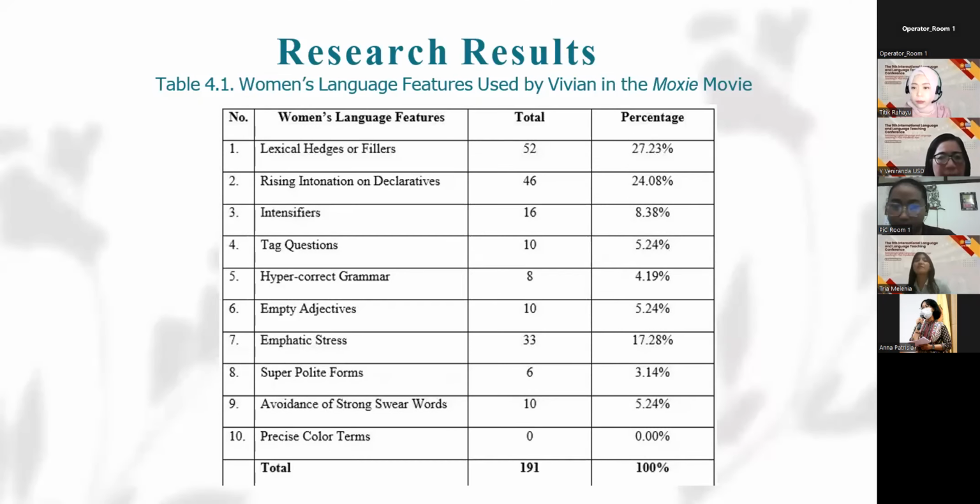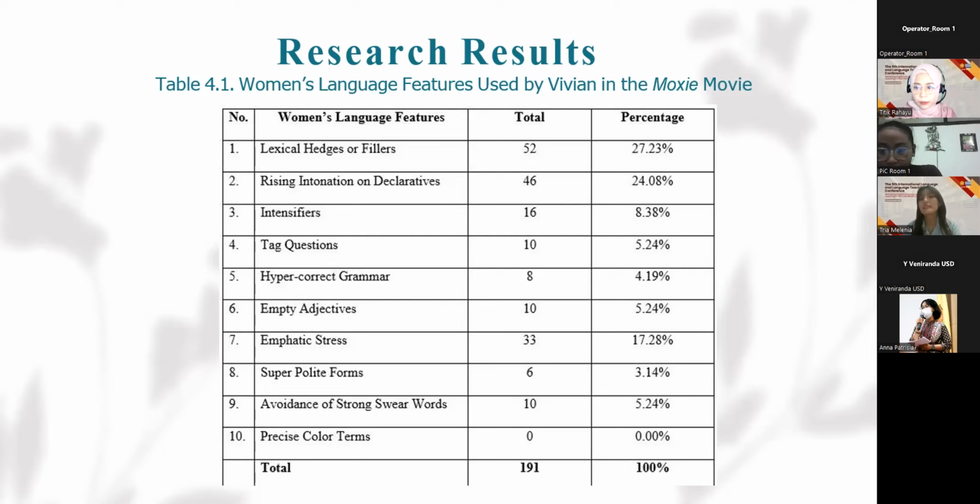Okay, so after I investigated the movie, I found that there are 191 data or VPN utterances that contain women's language features. And then the most frequent feature was the lexical hedges or fillers feature. And then in this study also, the researcher did not find precise color terms because the main character, Vivian herself, did not mention any colors.